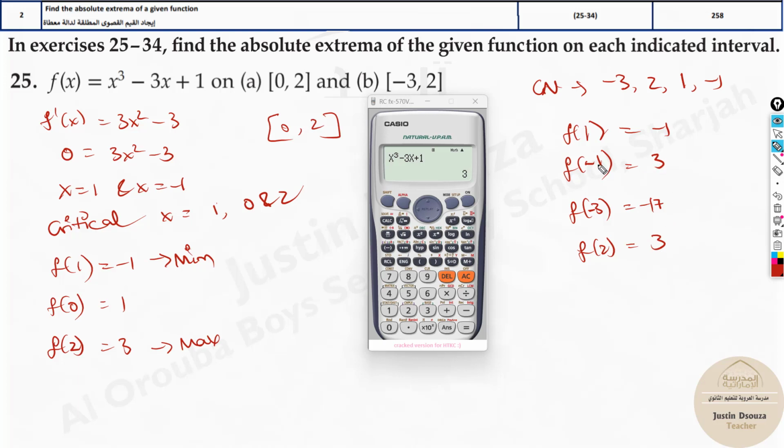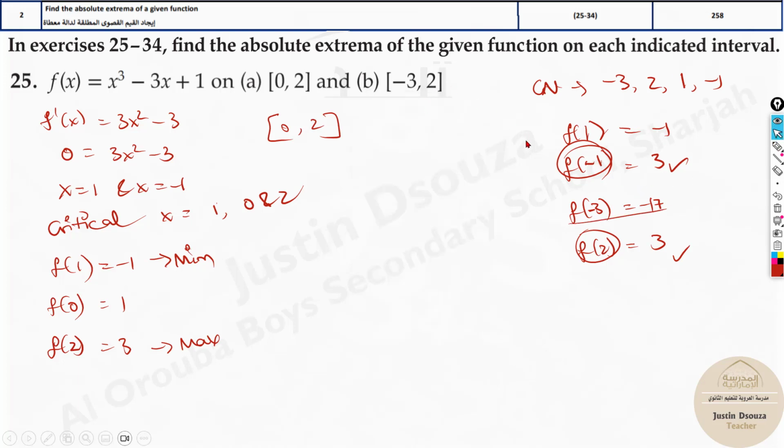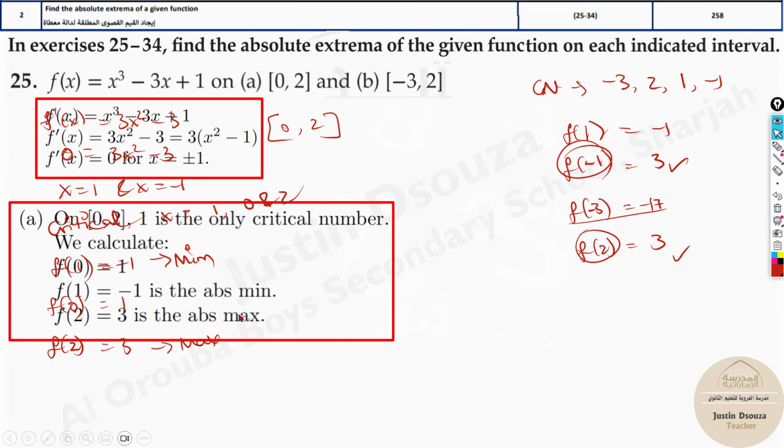So the maximum points are 2 points. 3 and 3 both are maximum, so this and this would be absolute maximum, and the absolute minimum is at f of -3. So this is how we basically solve these problems. You can see over here we had got absolute minimum. I've just written minimum, but they have clearly mentioned absolute minimum.